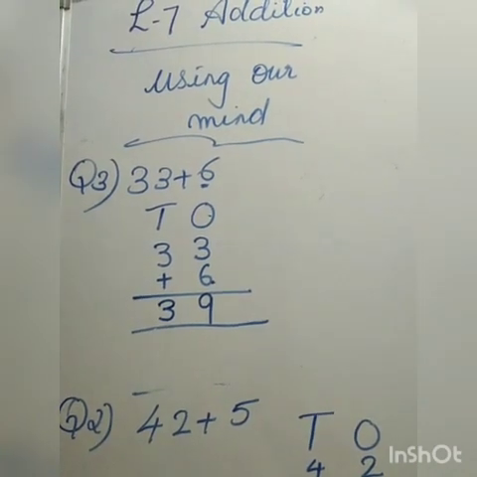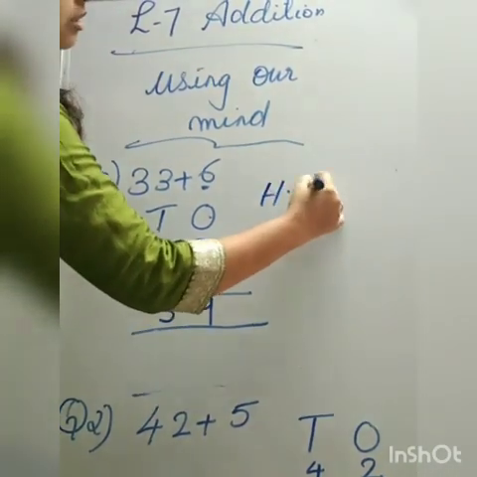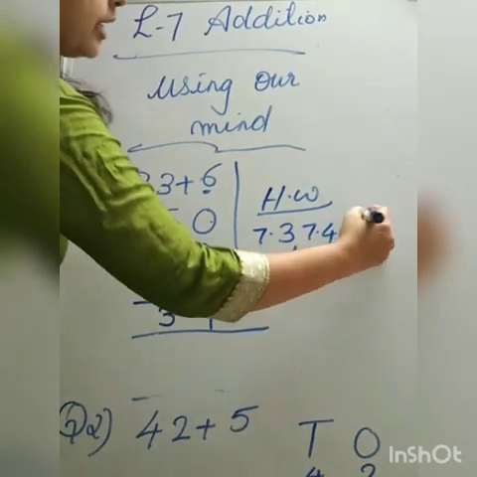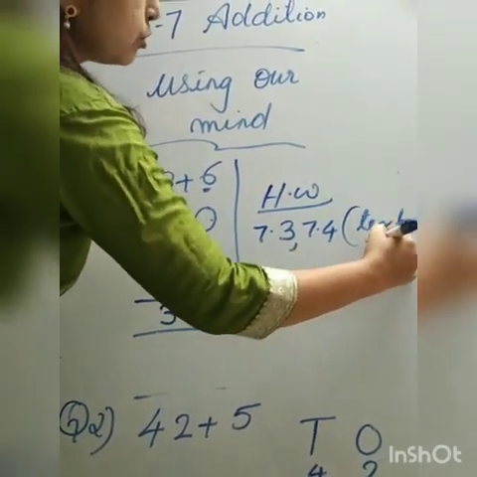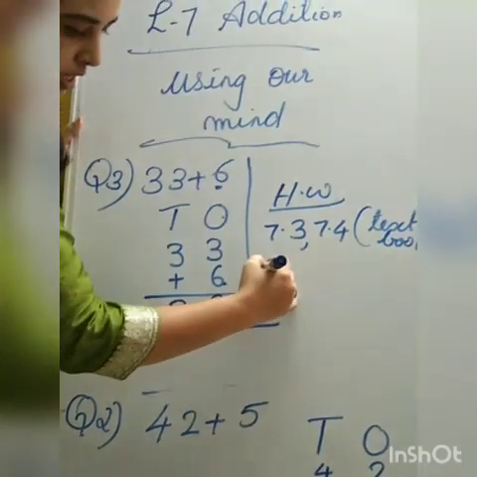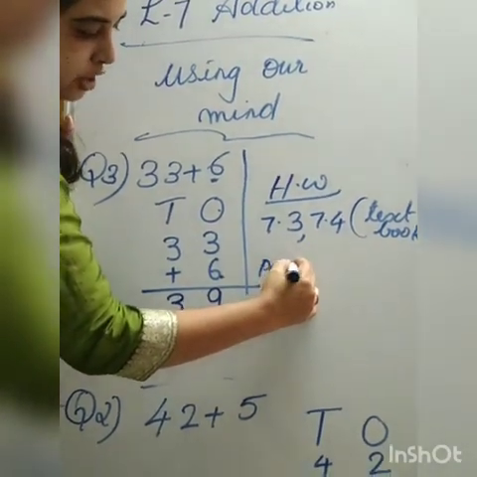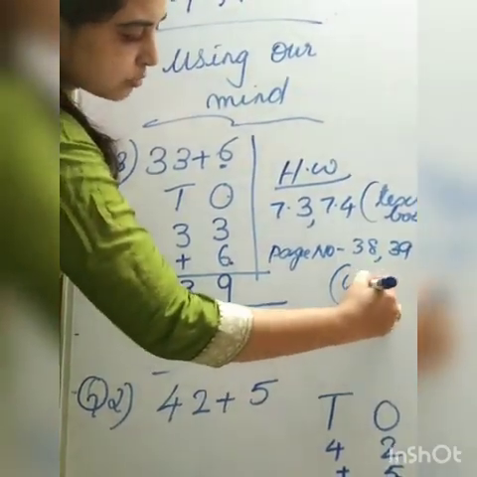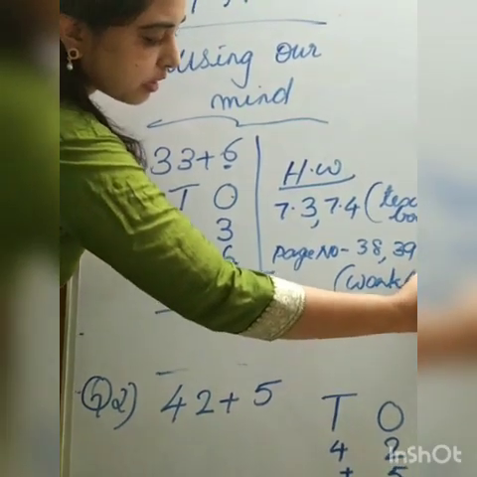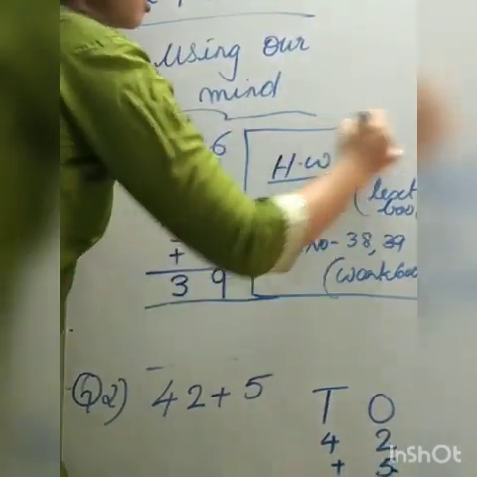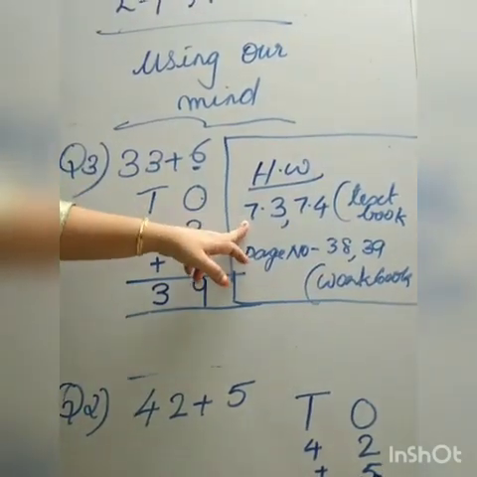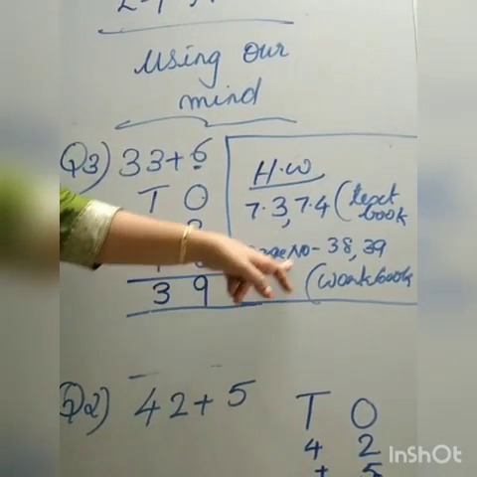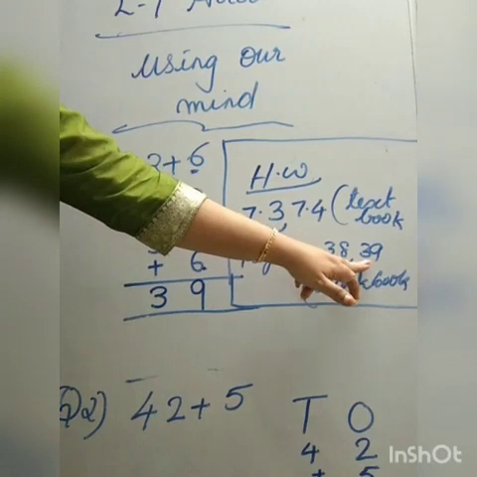Understood? Here, homework: 7.3 and 7.4 in the textbook. In the workbook, page numbers 38 and 39. This is your homework: 7.3 and 7.4 in the textbook, and worksheet page numbers 38 and 39.